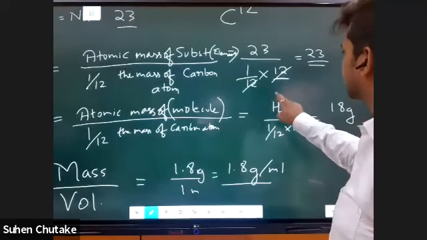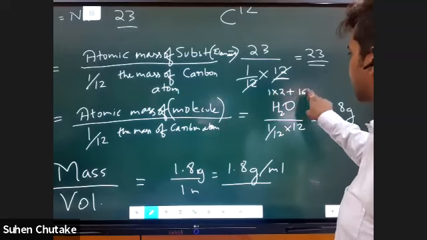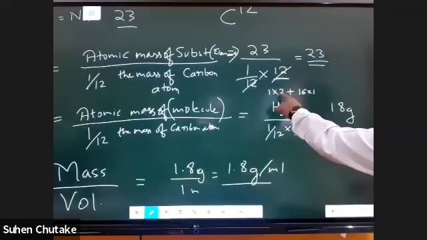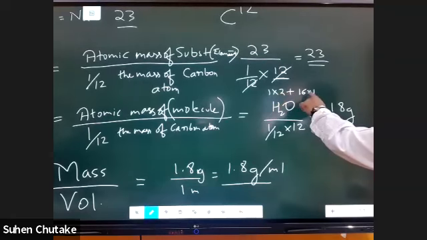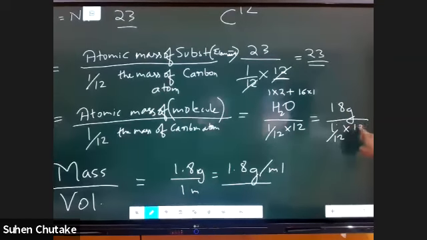We know hydrogen is 1 into 2 because 2 atoms of hydrogen are there. Oxygen is 16 into 1, 1 atom of oxygen is there. So 1 into 2 is 2, plus 16 into 1 is 16. So 2 plus 16 is 18. 18 divided by 1/12 the mass of carbon atom. 12 and 12 will cancel, and so we will get what?